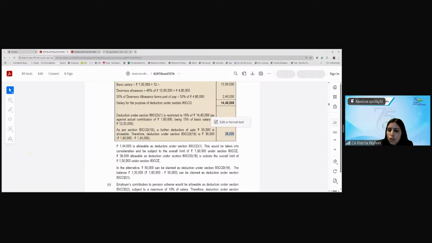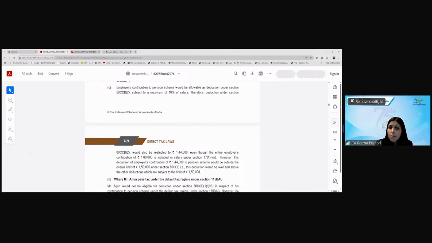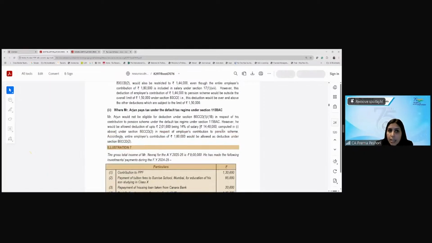Now, employer contribution, if you go as per the old regime, will be a maximum of 10%. Therefore, it will be 10% of 14 lakh 40, which is 1 lakh 44. Yes or no? So employer contribution will also be allowed a deduction under 80CCD(2), subject to a maximum of 10% of salary. Are we clear? And this is over and above 1.5 lakh. Now, if he goes as per 115BAC, everything will remain the same, but the employer contribution limit will now increase to 14% of 14 lakh 40, which is 2 lakh 1000. Clear? Yes or no? Yes.